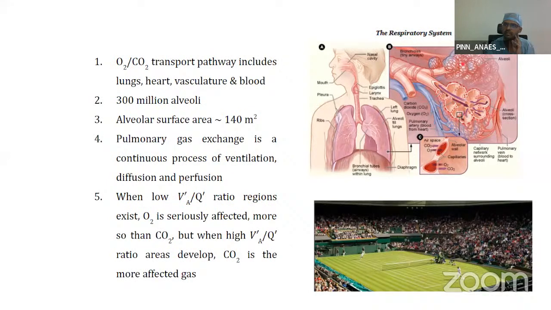These alveoli are perfused by a rich capillary network. There are about 300 million alveoli in our body, and the total surface area of these alveoli is about 140 square meters. That is roughly about the size of a tennis court. This pulmonary gas exchange is a continuous process of ventilation, diffusion, and perfusion. When low VQ ratio regions exist, oxygen is seriously affected more than carbon dioxide. But when high VQ ratios develop, CO2 is the more affected gas.